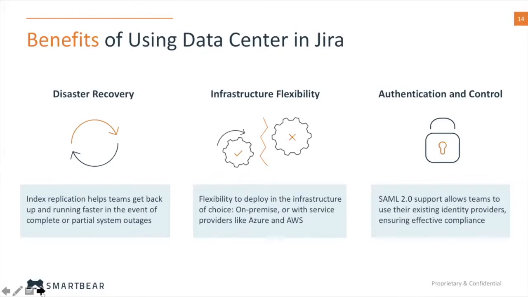With infrastructure flexibility, organizations can deploy data center in the environment of their choice. So depending on what kind of flexibility and cost structure you're looking at currently, you can choose to deploy on a virtual architecture, or go with a service provider like Azure or Microsoft or Amazon Web Services. And Atlassian has built very specific templates and guides with these service providers. So these are all available on the Atlassian Marketplace, and a great resource for users to get started with these service providers.